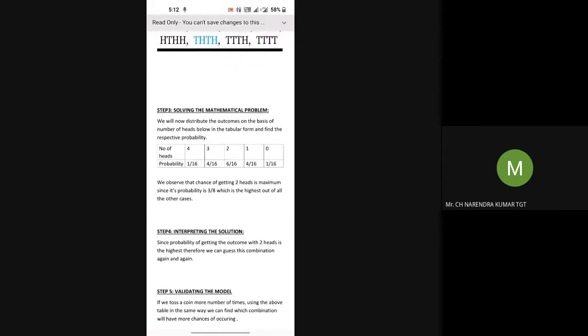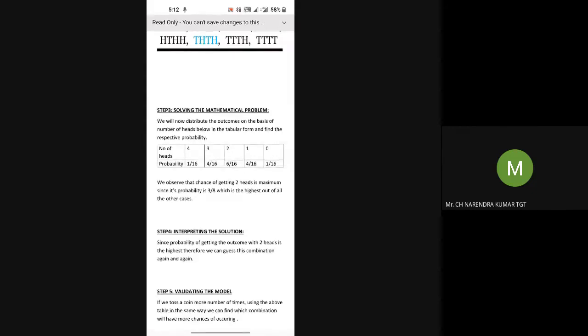Interpreting the solution. Since the probability of getting the outcome with 2 heads is the highest, we can guess this combination again and again. That means that we are going to get this combination in most of the trials.